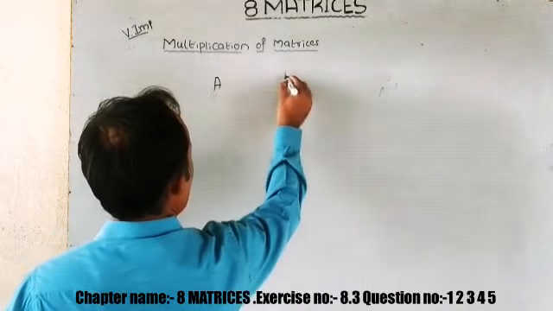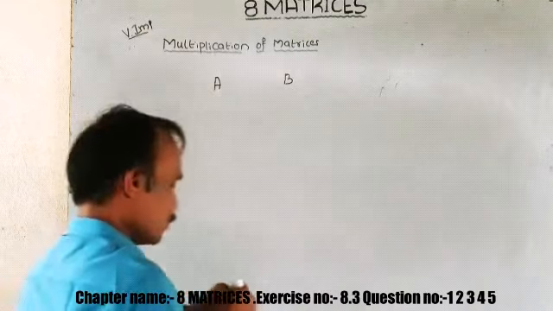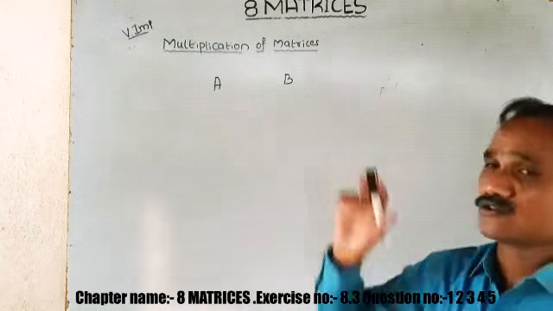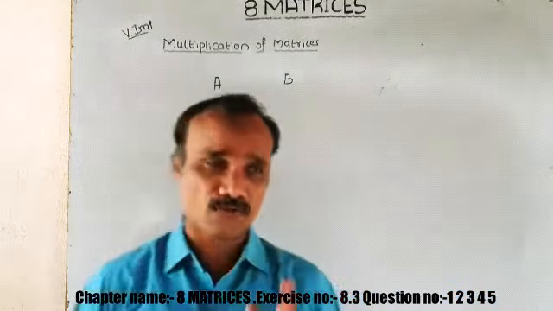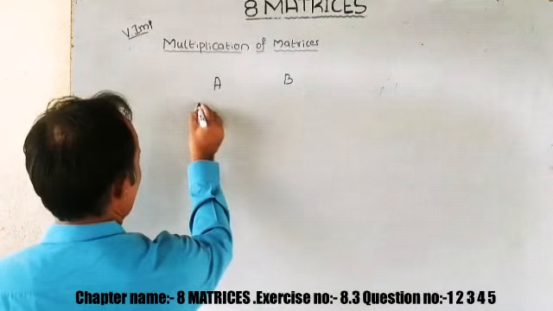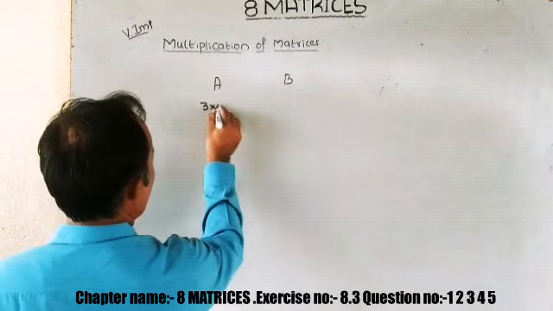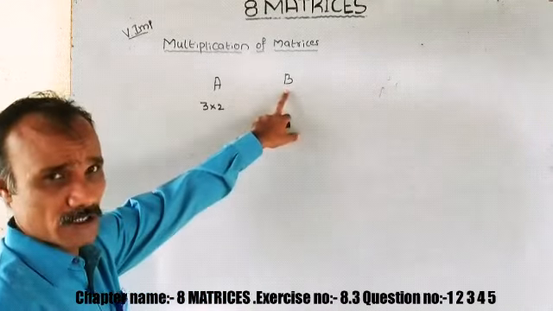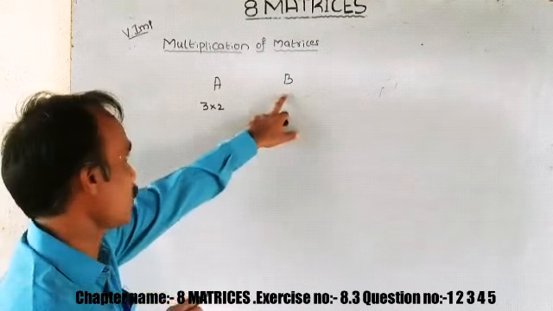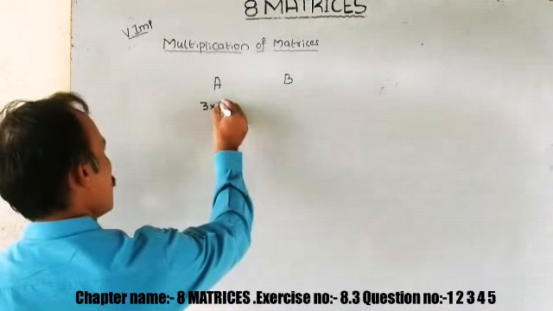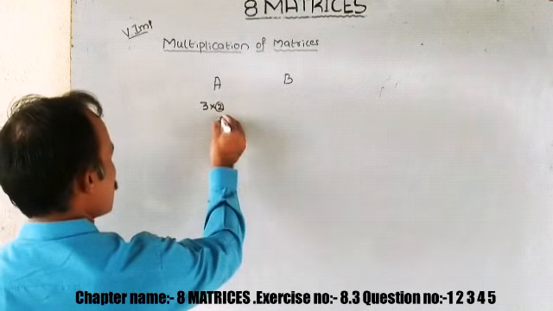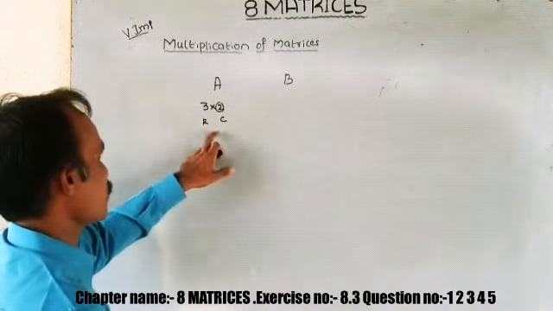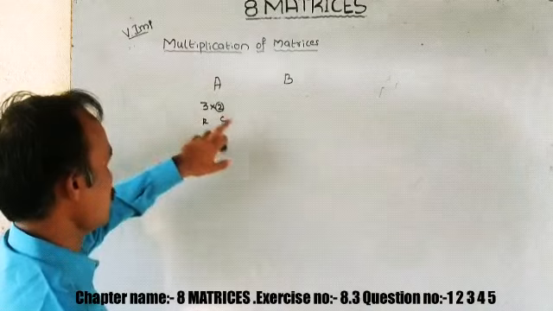Consider A and B, two matrices. In the beginning I told you, order of a matrix is very important. So here also you see. Consider two matrices. For example, the order of the matrix A is 3 cross 2. 3 cross 2 means 3 rows and 2 columns. Number of rows 3 and number of columns 2.